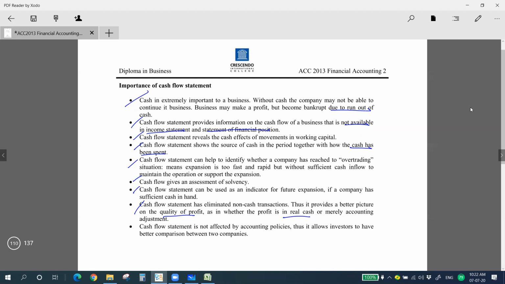For example, the company may show that they earn millions in a year, but those millions are through the valuation of assets. Yes, the valuation of assets will show a profit to the company, but this profit is not real because it is merely an accounting adjustment. The company did not receive any cash from the revaluation. All right. So cash flow statement is very useful for you to identify whether the company is good for investment. And last one, cash flow statement is not affected by accounting policy, thus it allows investors to have better comparison between two companies. All right, that's all for home exercise 7.1.